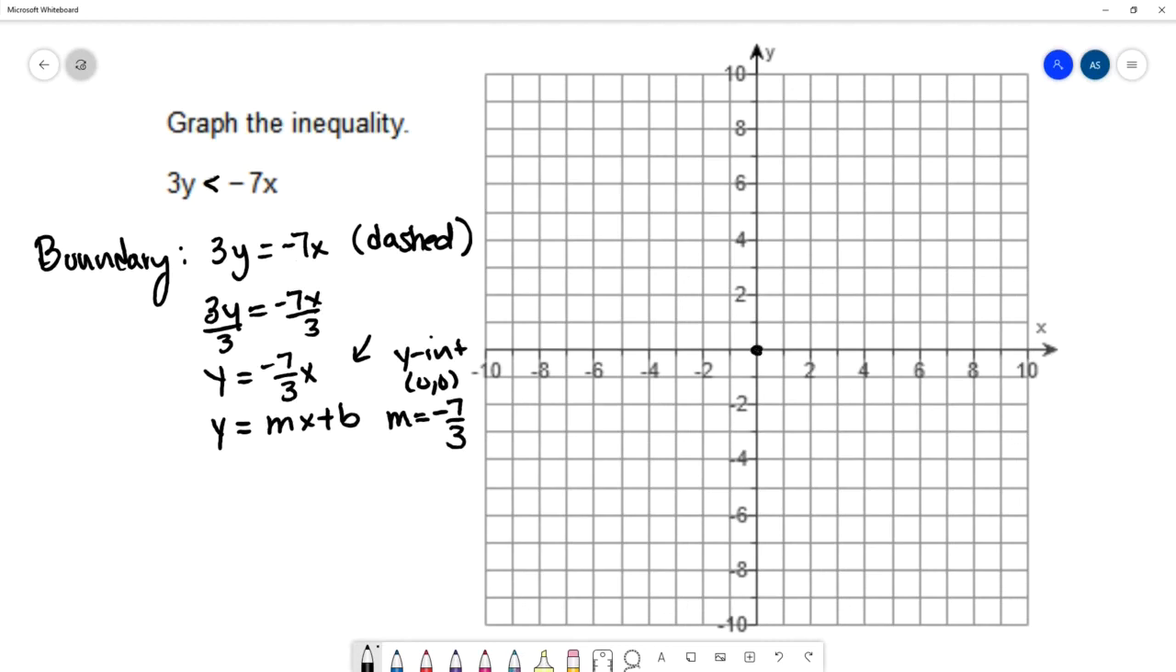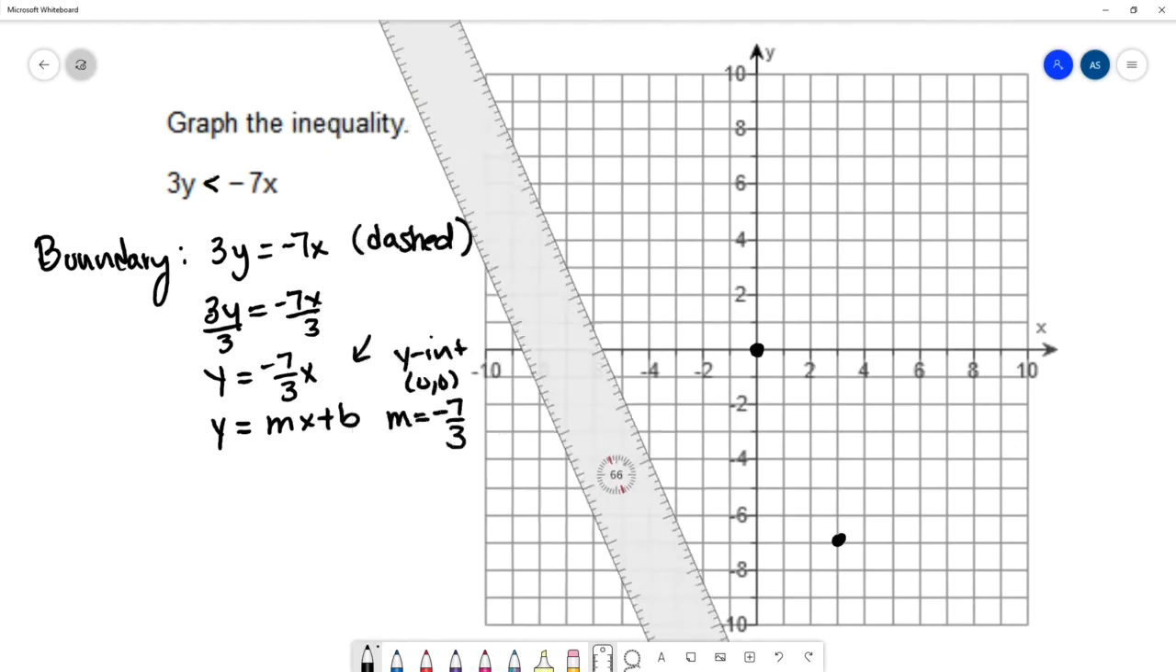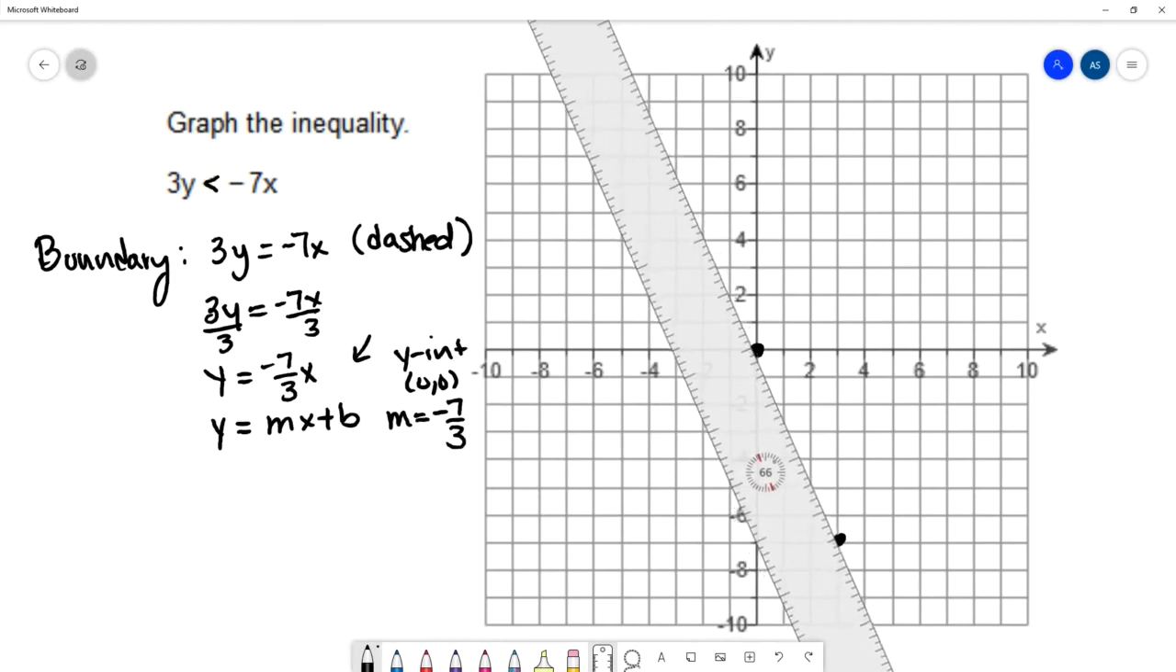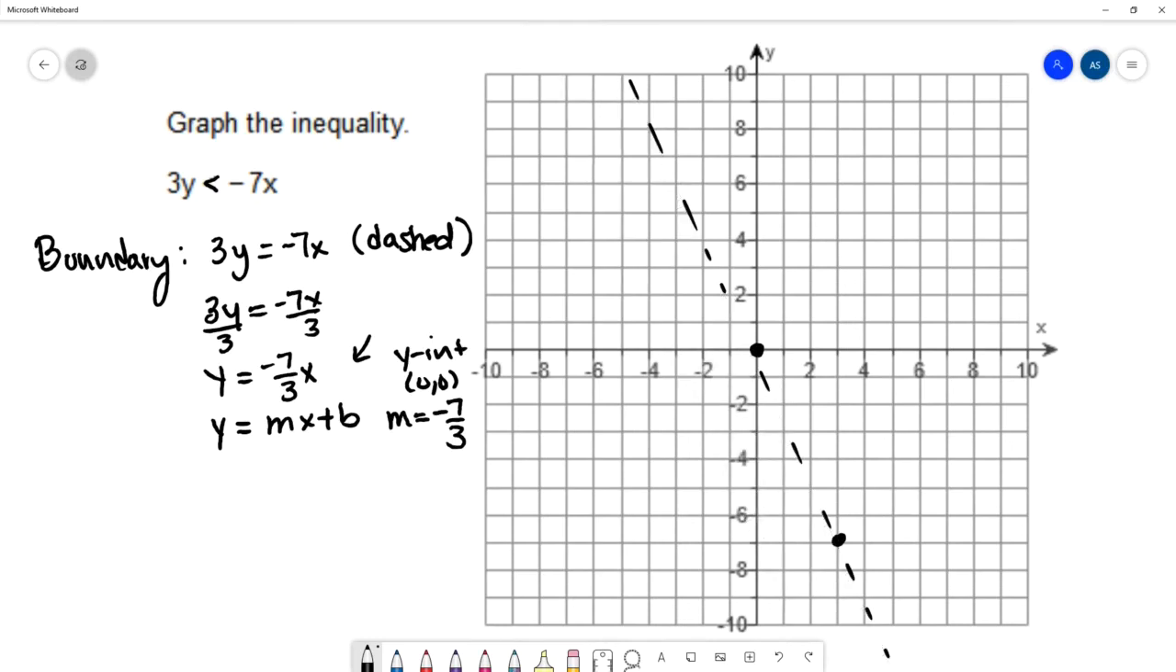So I've got my y-intercept at 0, 0. I'm going to go down 7 and to the right 3. Down 7 and to the right 3 gets me to this point. And I'm going to connect those 2 points with a dashed line. And that's going to give me my boundary line. Now that boundary line is going to divide up this plane into 2 parts. And one of those 2 parts is going to be shaded.